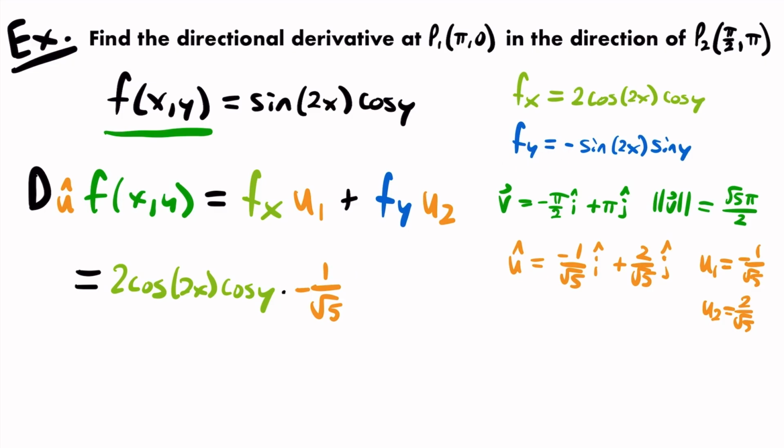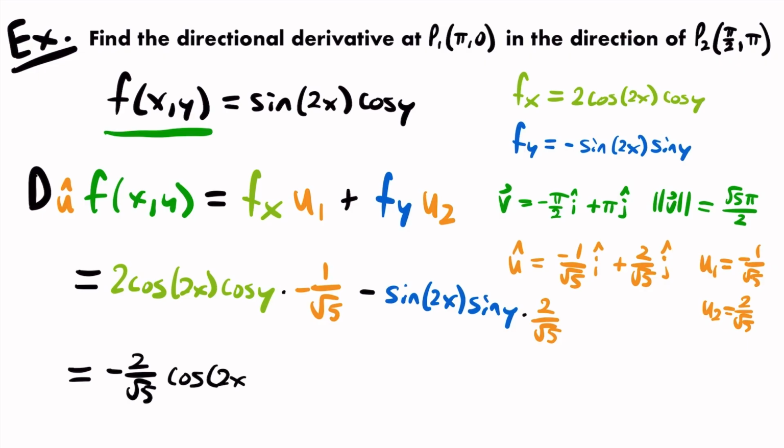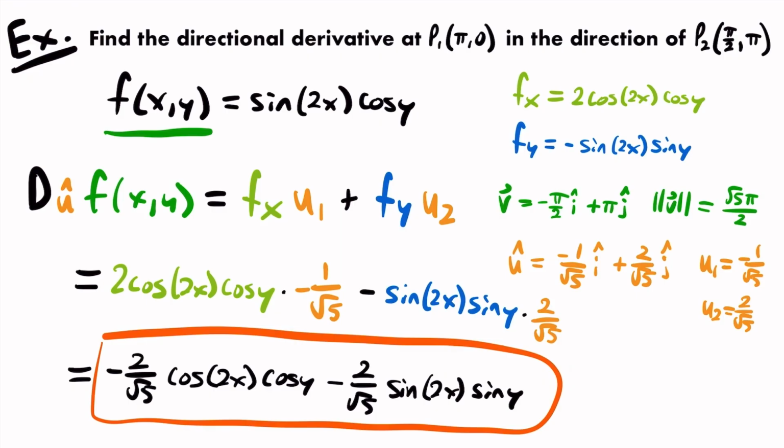So let me rewrite that here. We will have minus sine of 2x times sine y multiplied by u2, which is 2 divided by the square root of 5. All right, and then simplifying, this will be equal to -2 divided by the square root of 5 times cosine of 2x times cosine of y minus 2 divided by the square root of 5 times sine of 2x times sine y. Okay? And that would be the directional derivative in terms of x and y.